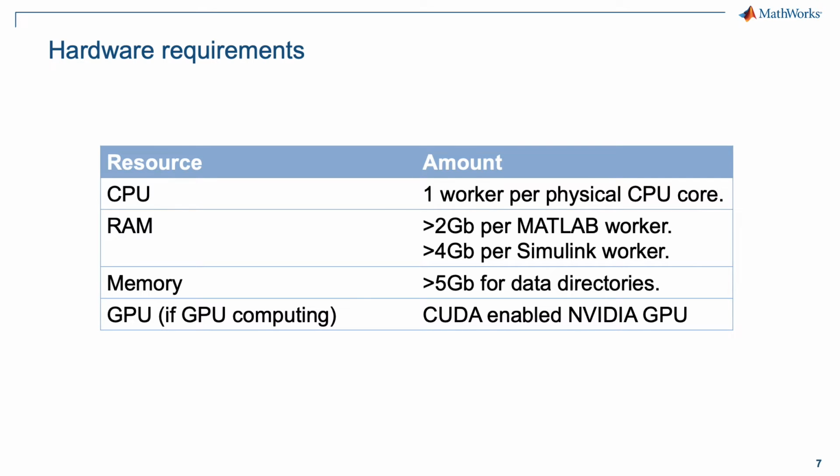Last, memory. You will need at least 5 gigabytes in order to store data directories for the parallel computing. If you want to use the GPU for parallel computation, we know that the GPU has an architecture that is particularly suitable for this type of computation. The only one compatible is the standard for parallel computing, that is the CUDA NVIDIA GPU. So you will need a CUDA-enabled NVIDIA GPU in order to parallelize the calculus on the GPU.